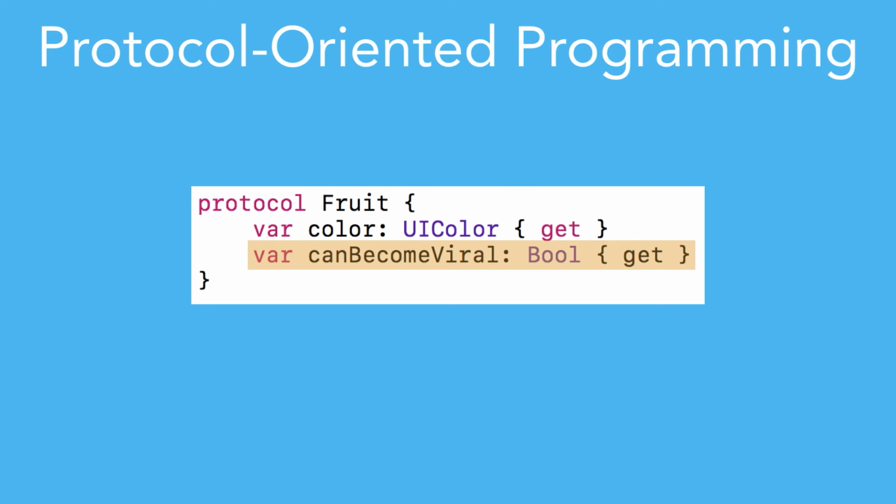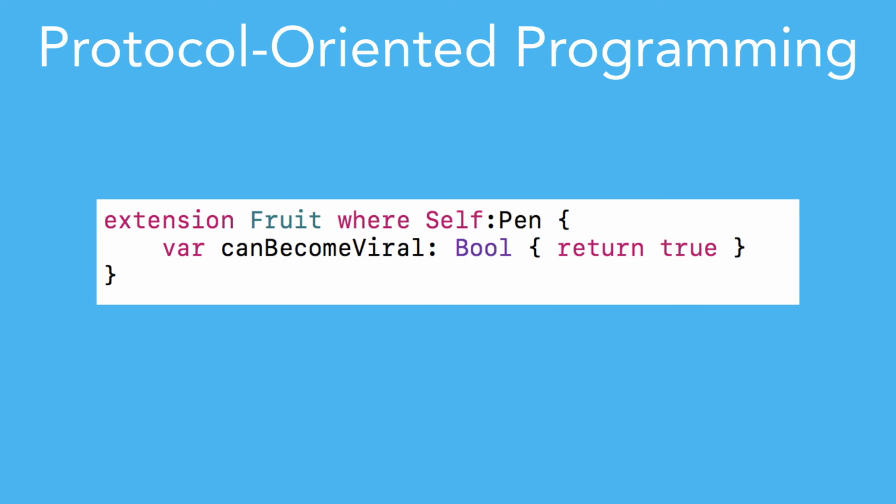Now that every fruit can become viral, we can say that fruits that are also pens definitely become viral. To add that logic, we can use a protocol extension. In this extension, we are adding a behavior to the fruit protocol. This is a conditional behavior, and for this reason, we use the where clause to determine that only fruits adopting the pen protocol definitely become viral. Now every time a fruit is also a pen, it will become viral.